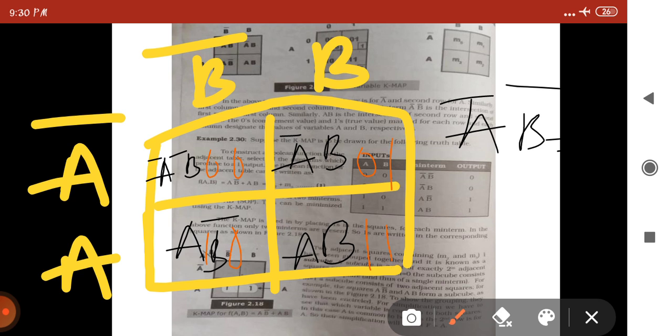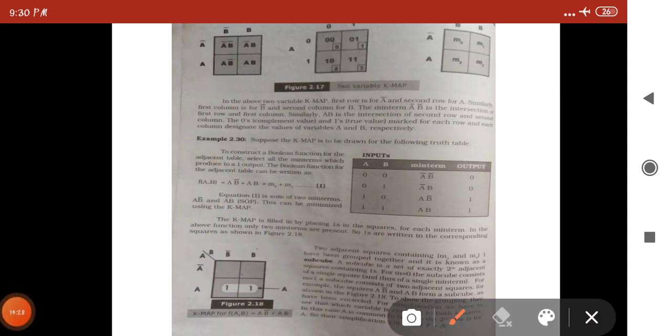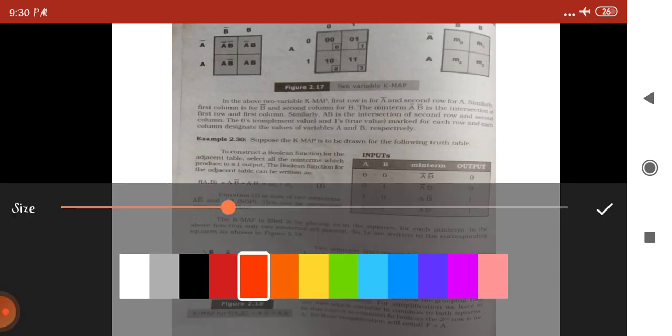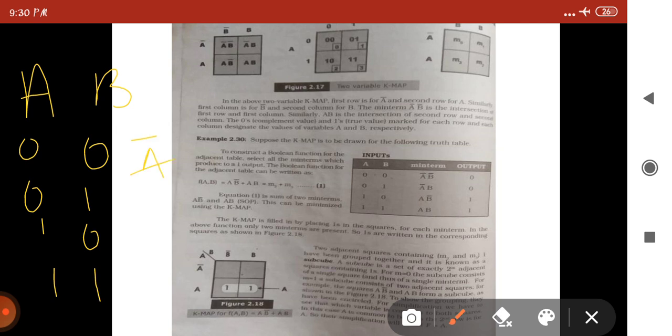The sum of the product, how will that come? For example, I am going to give the truth table. A B: 0 0, 0 1, 1 0, 1 1. Yes. A bar B bar, A bar B, A B bar, A B. The output I am going to give is 0, 0, 1, 1.